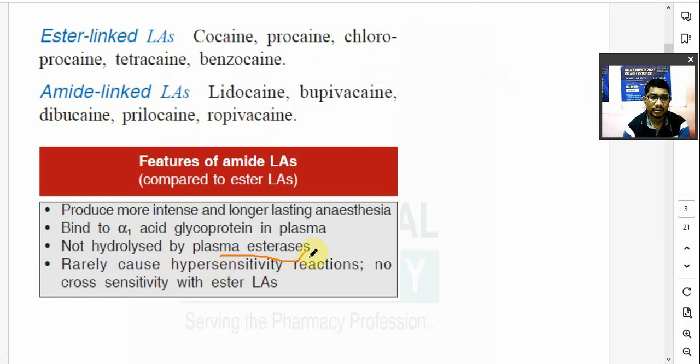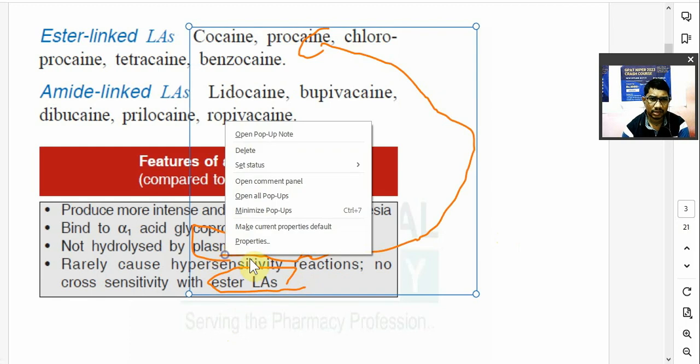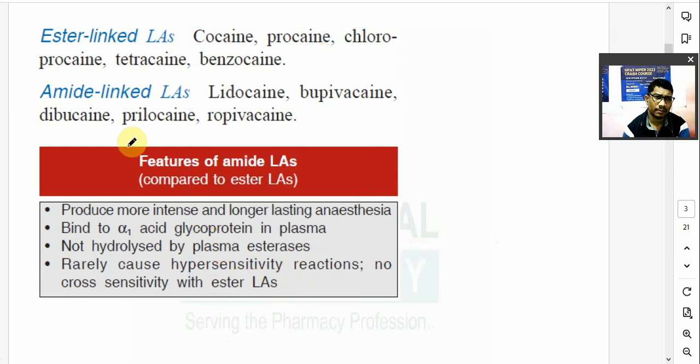What does plasma esterase mean? In your plasma there is an enzyme, esterase, which will break down the ester bond. So if the amide has no ester bond, how will it hydrolyze it? This plasma esterase will hydrolyze the ester type of local anesthetics. Rarely they can cause hypersensitivity reactions. There is no cross sensitivity with the ester local anesthetics. So this is the difference between the ester type and the amide type of local anesthetics. Now we'll see the classification and all that.